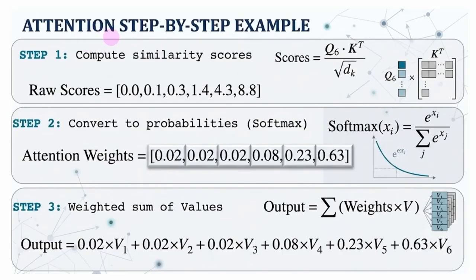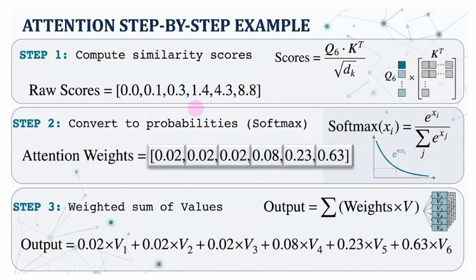Let's walk through the 3 steps of attention using position 6, the last number, as an example. Step 1. Compute similarity scores. We take the query of position 6 and multiply it with the keys of all positions, then divide by the square root of D_K, which is 4. The result is a vector of 6 numbers. Notice the highest score is with itself, 8.8, and the next highest is with position 5, 4.3. This makes sense. The most recent numbers are most relevant for predicting the next one.